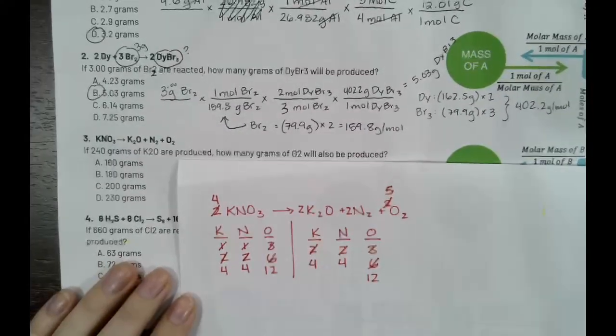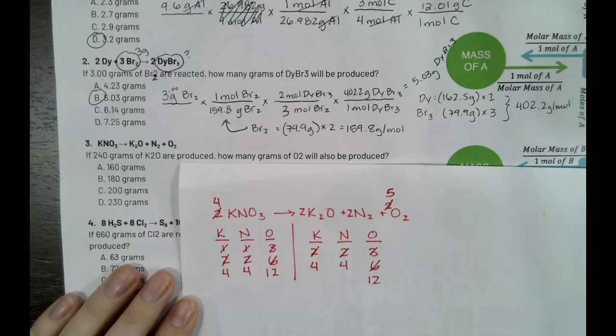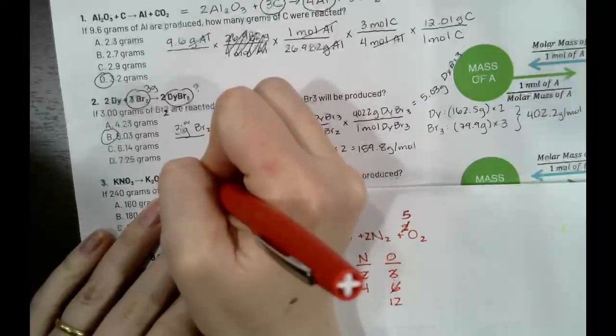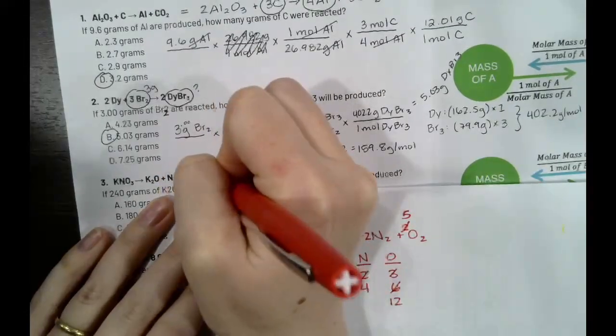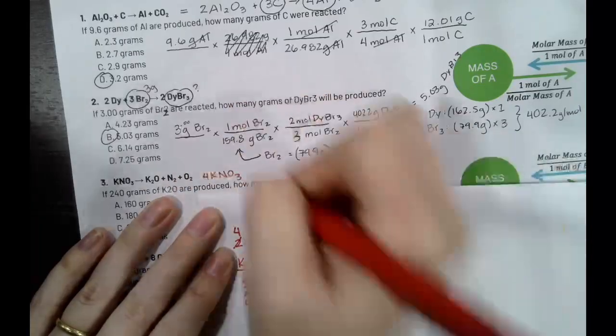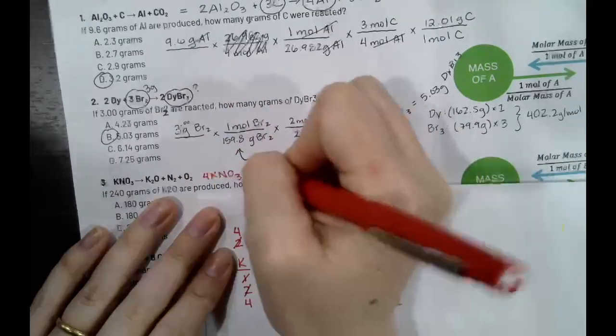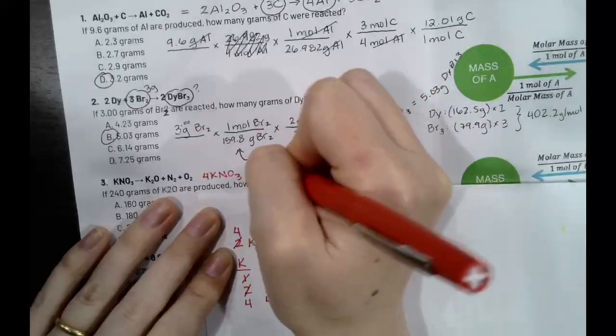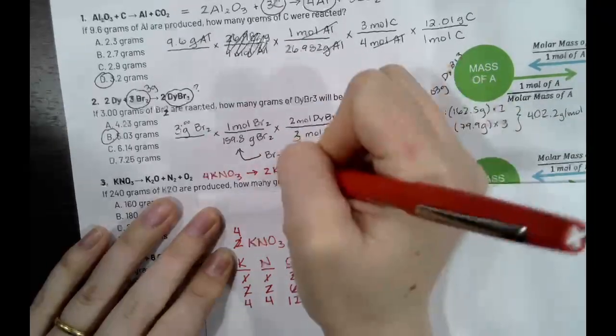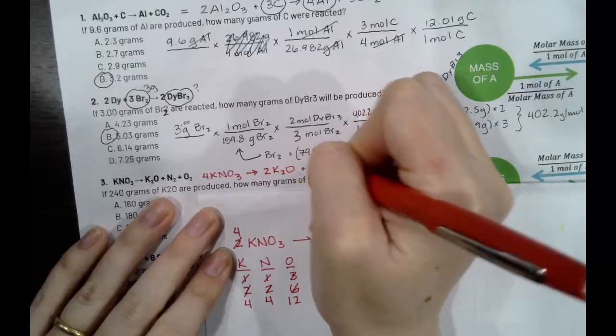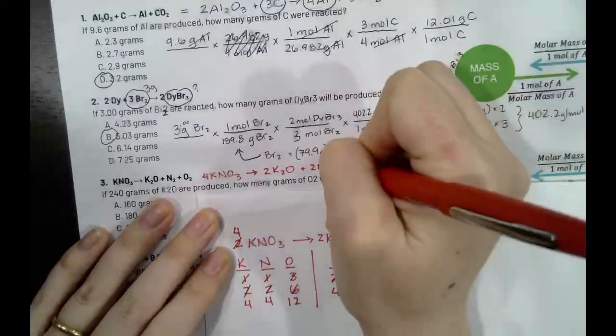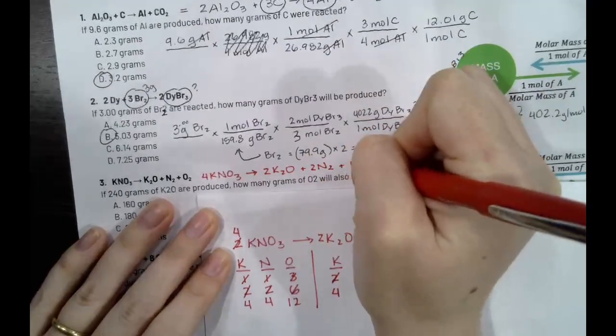All right, if you weren't following that, go to the practice Padlet. Actually, you're probably already there because that's where this video is. And do some practice balancing equations. But let's copy this final reaction here. 4KNO3 yields 2K2O plus 2N2, that's nitrogen gas, plus 5O2, that's oxygen gas.